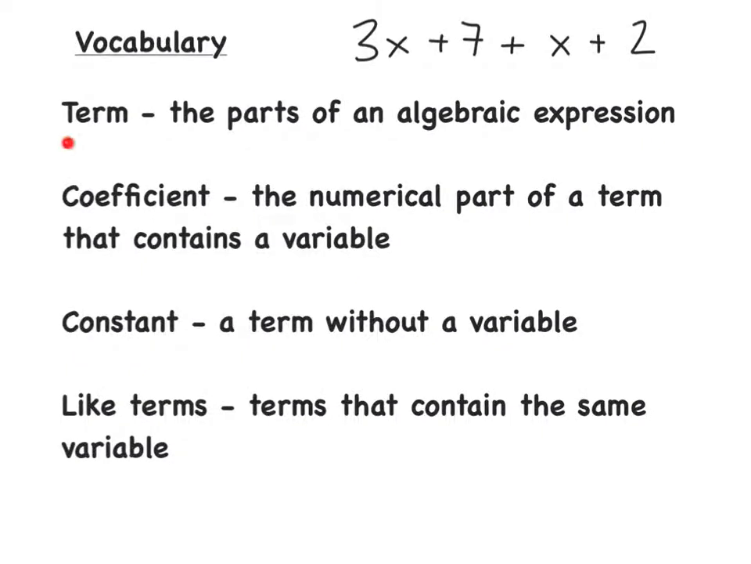We have a term. A term is a part of an algebraic expression. We're going to use this up here, if you just want to write down 3x plus 7 plus x plus 2. So the terms are the different parts of the algebraic expression. We have a 3x, we have a 7, we have an x, and we have a 2. These are the different terms.